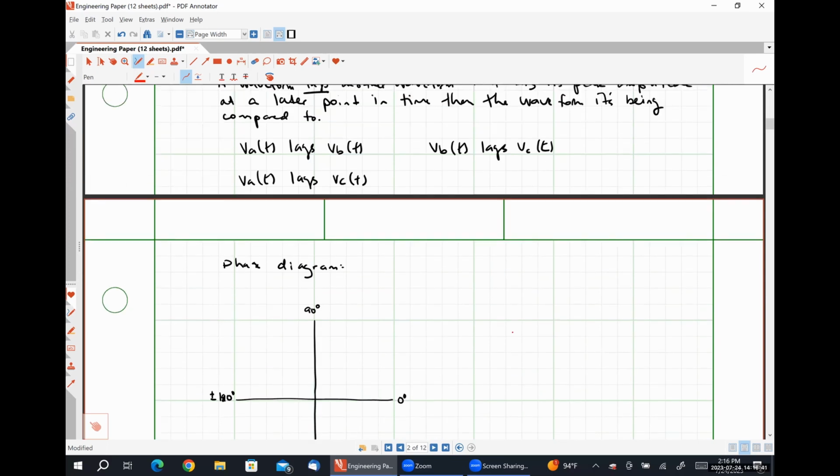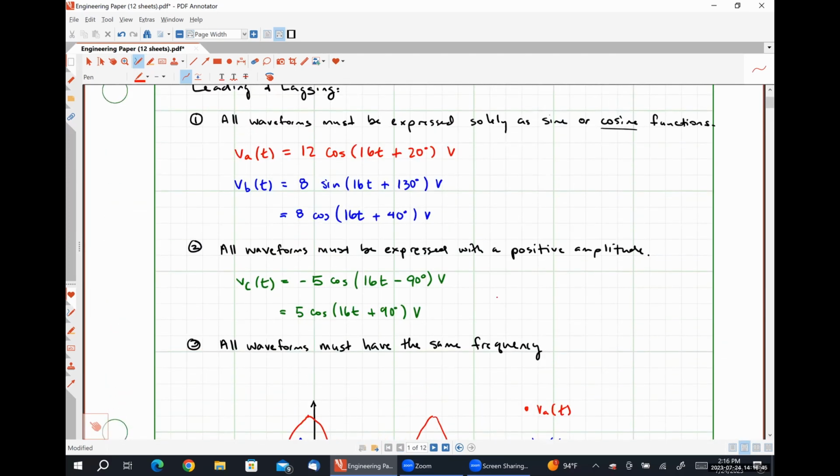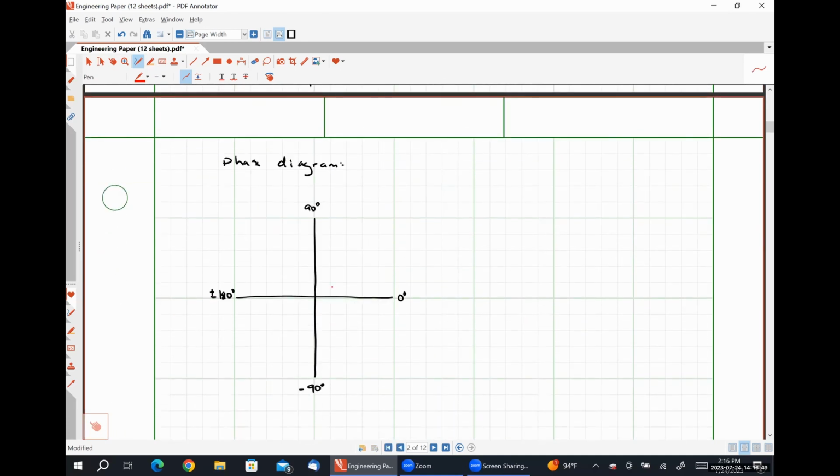Now I'm going to plot my three functions on this phase diagram. VA in red had a magnitude of 12 and a phase angle of 20, so a phase angle of 20 would be about like this. I've arbitrarily made it long to represent VA of t. VB of t was 8 units in magnitude with a phase angle of 40 degrees, so 40 degrees should be about here. This will be VB of t. And lastly, VC of t had a phase angle of 90 degrees, which means it lies just on this vertical axis. So here is VC of t.